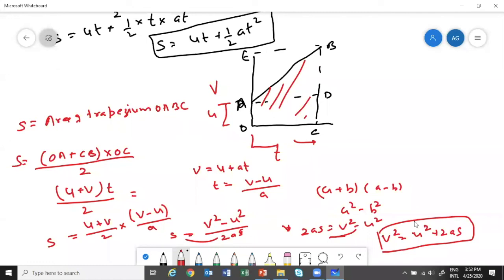Any doubt on this? We can calculate the area of the trapezium. This is s, and then we substitute the value of t. t is (v minus u) by a, multiplied by this, using the formula a plus b, a minus b, a square minus b square, and 2as equals v square minus u square. We bring u to this side because of the negative sign, so v square equals u square plus 2as. Any doubt on this?